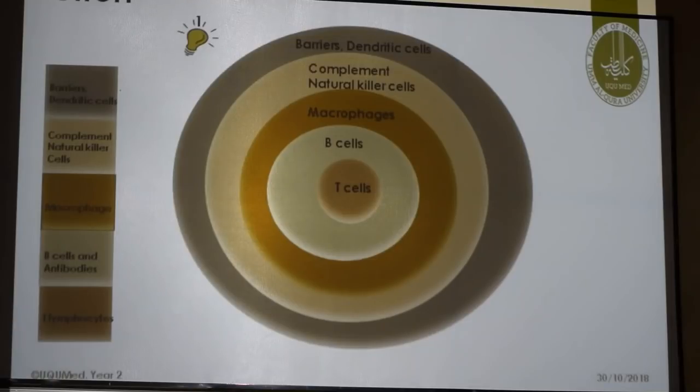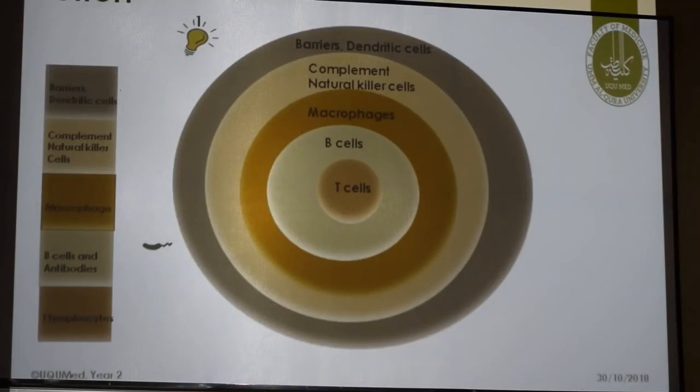Now I'll give you one example. For example, if a bacteria comes, the barriers' job, all the barriers, physical, chemical, biological and mechanical barriers, their purpose is to stop the entry of these bacteria into the body. So that's what you can see, this bacteria has been stopped outside the barriers.